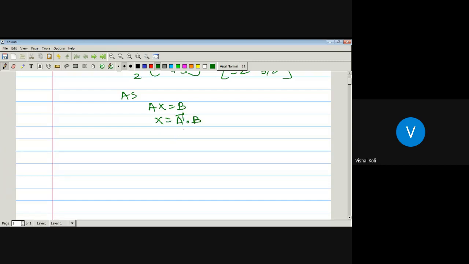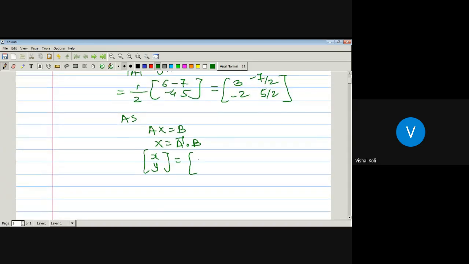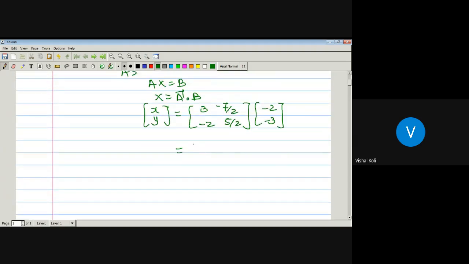And now this capital X is nothing but the unknowns x and y, which is equal to A inverse, which is this one: 3, minus 7 divided by 2, minus 2, 5 divided by 2, and what is the matrix B, which is minus 2 and minus 3. Now just multiply these two matrices. Here, this one is a matrix of order 2 by 2, this one is of order 2 by 1, so the matrix X of unknowns is of order 2 by 1. It means it contains 2 rows and 1 column.